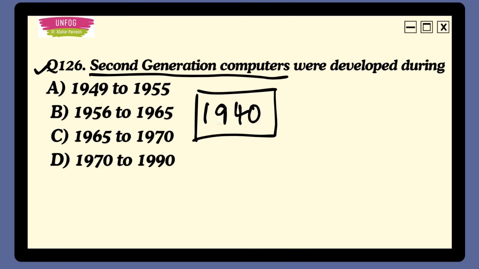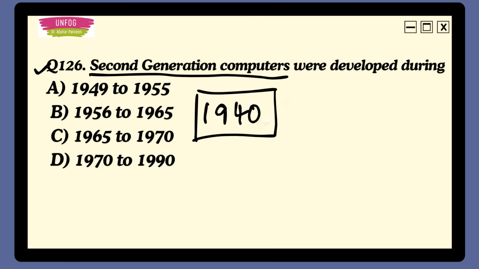I hope you write it down, because in this class there are some years and full forms, and you can't remember all of that just by listening to me. If you write it down, you will be able to remember. Even after a few days, you can come and see again what second generation computers were, what first generation computers were. So the first computer was made in the year 1940.